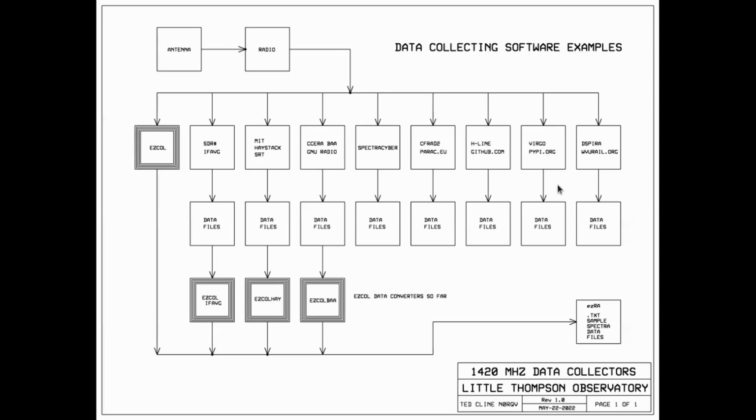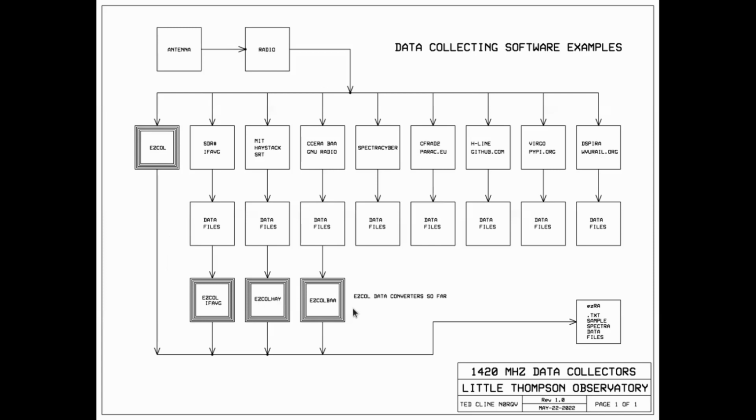The West Virginia University, with its Radio Astronomy Instrumentation Laboratory, has a program to make homemade horn antennas and process radio signals from the sky. That's at WVURAIL.org. So we got lots of different kinds of data files.